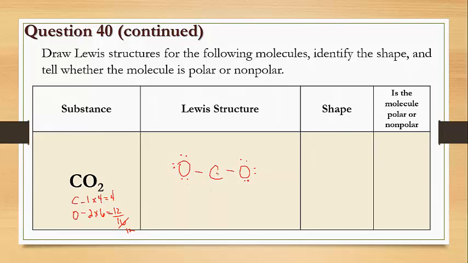2, 4, 6, 8, 10, 12, 14, 16. All 16 electrons placed. Ask yourself, is everybody stable with 8 valence electrons? So 2, 4, 6, 8. The oxygen's happy. 2, 4, 6, 8. This oxygen's happy. But the carbon is left with 2, 4. So that one is not okay yet.